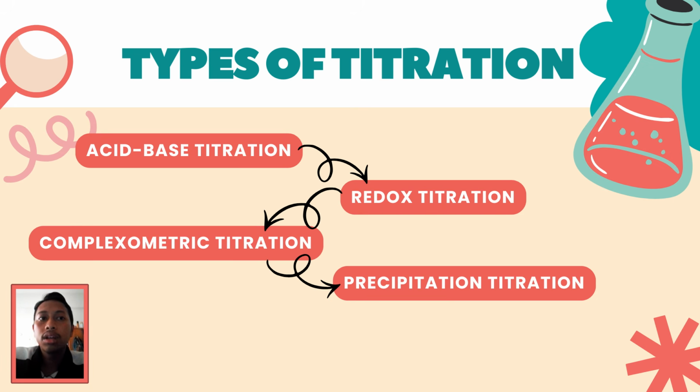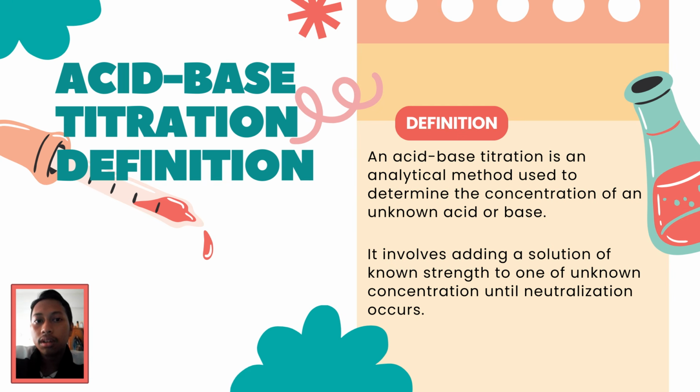Next, we move on to types of titration. Depending on the chemical nature of the components involved, titrations are classified into four main types. First, acid-base titration. Second, redox titration. Third, complexometric titration. Fourth, and lastly, precipitation titration. Then, what is acid-base titration?